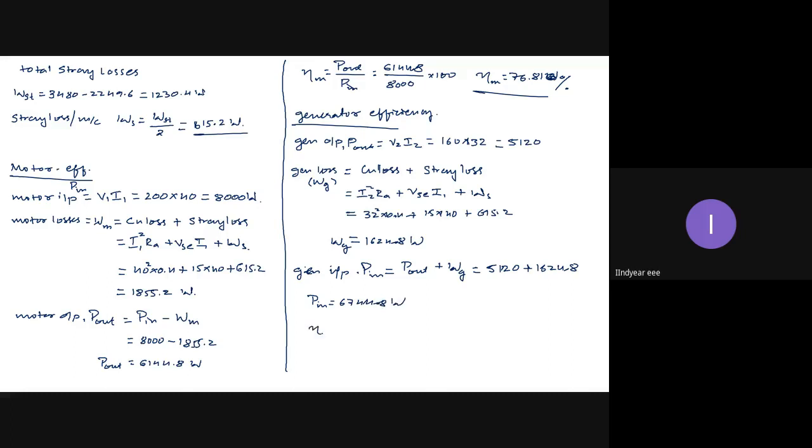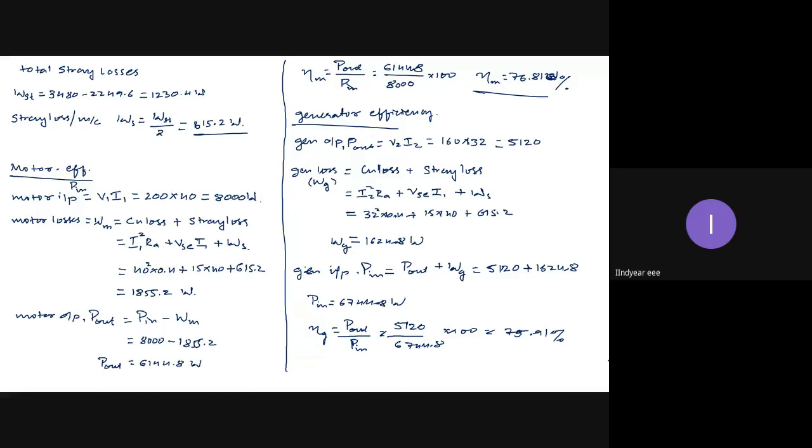Therefore, efficiency of generator is equal to P out by P in. That is 5120 divided by 6744.8, which is 75.91%. Same you are getting? Yes, sir. 75.91%.